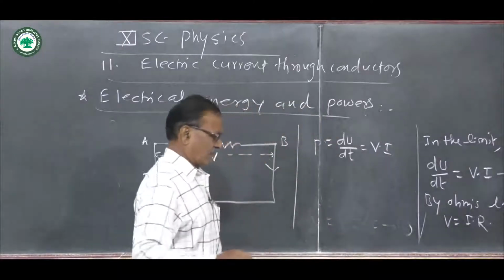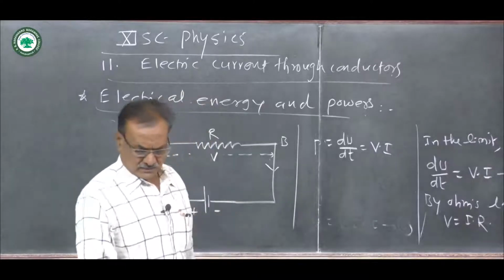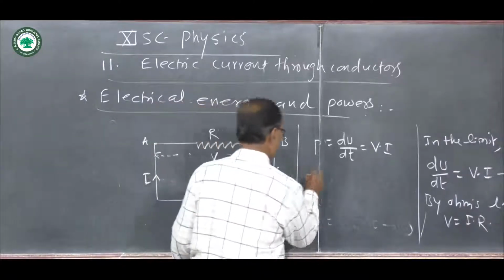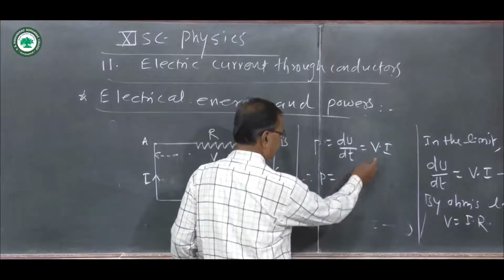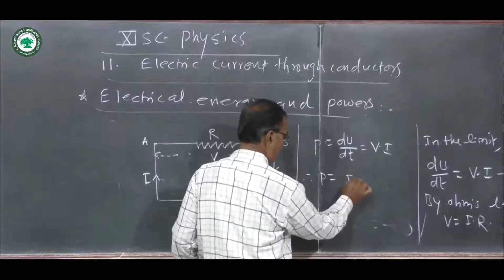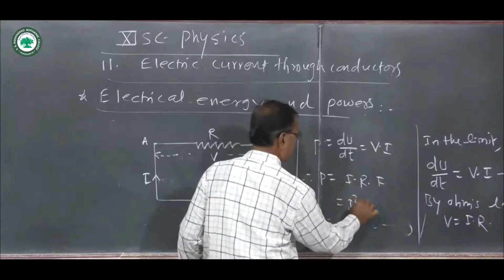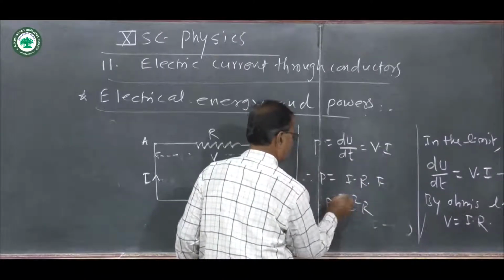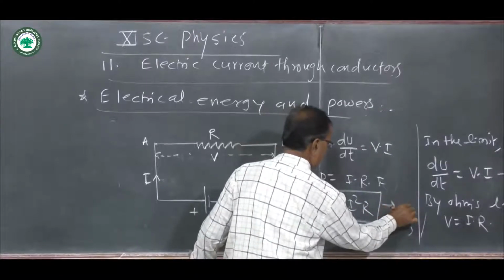But by Ohm's law, V is equal to I into R. So power P, we can write, is equal to I into R into I, that is I square R. So power P is equal to I square R. Next, number 4.